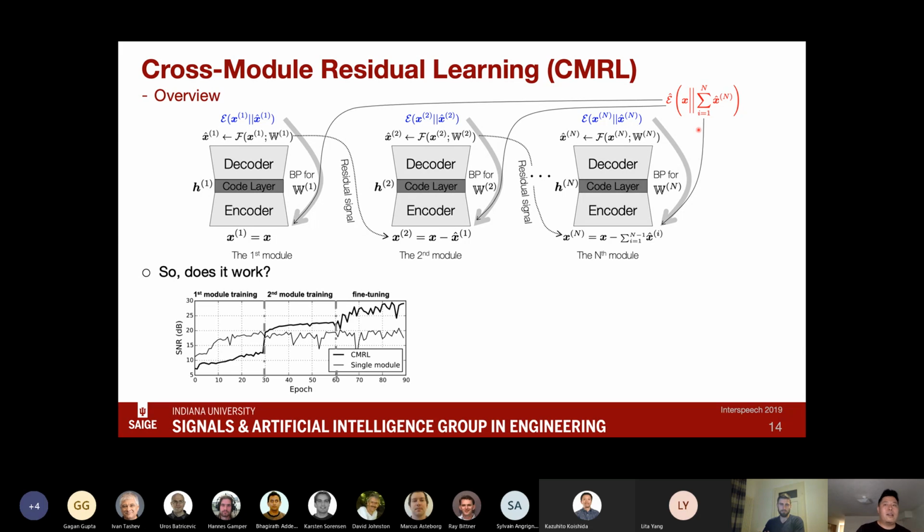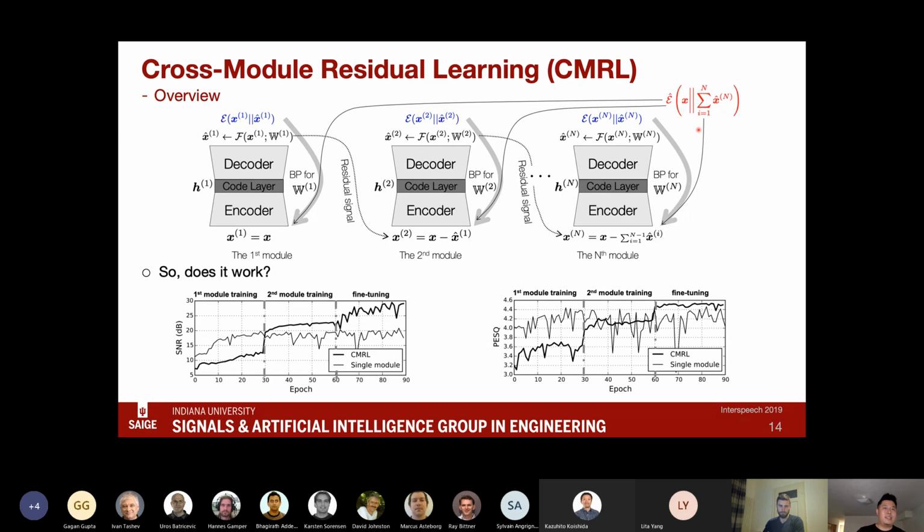We compared the SNR and the PESQ for the validation dataset. I will just tell you this. For our CMRL model, it has 2 autoencoders, which means there are 0.9 million parameters. This is compared against a single model, which is with a similar topology, but just larger kernels and everything, which gives about 1.6 million parameters. In both SNR and PESQ, CMRL has better numbers.